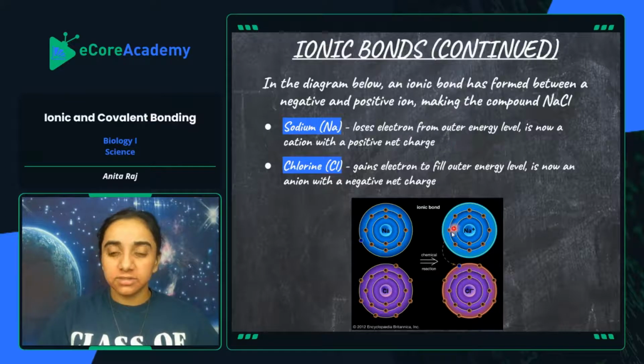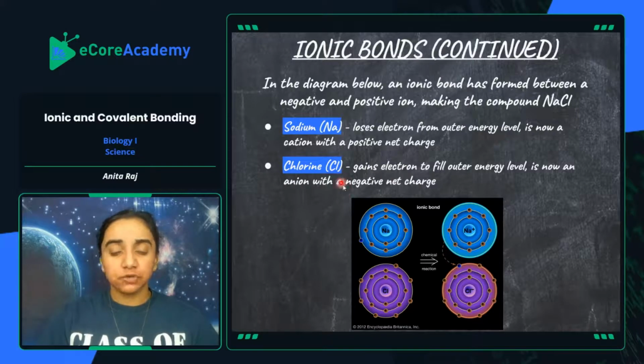So it wants to lose that one electron, gives it up to chlorine, and now its outer shell becomes this one with the 8 electrons. Now it is a cation because it has more protons than electrons, because it gave up an electron. It has a positive net charge.